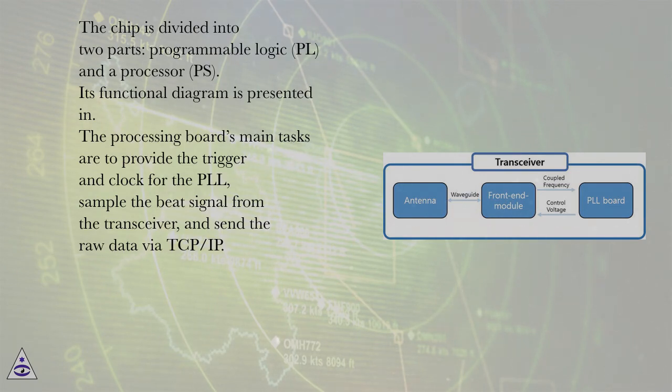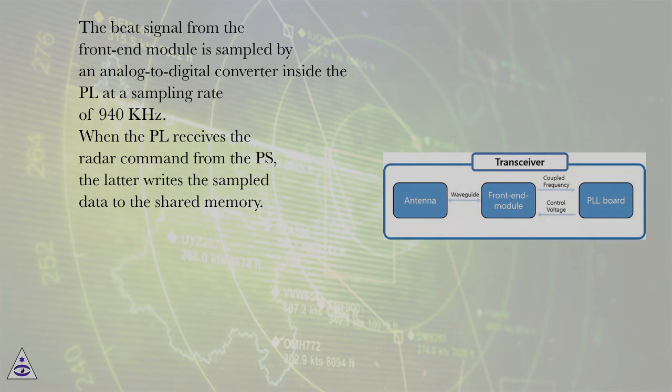The processing board's main tasks are to provide the trigger and clock for the PLL, sample the beat signal from the transceiver, and send the raw data via TCP/IP. The beat signal from the front-end module is sampled by an analog to digital converter inside the PL at a sampling rate of 940 kHz.